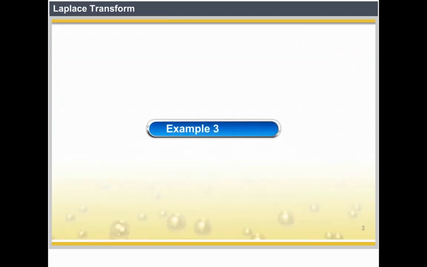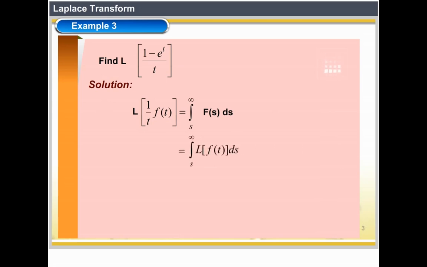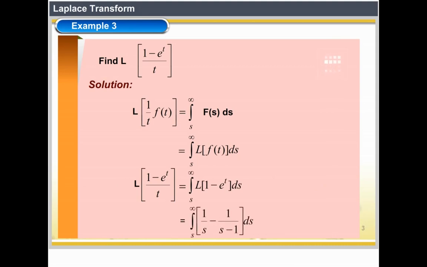Example 3. Find L{(1 - e^t)/t}. Solution. L{(1/t) f(t)} equals the integral from s to infinity of F(s) ds, which equals the integral from s to infinity of L{f(t)} ds. Then L{(1 - e^t)/t} equals the integral from s to infinity of L{1 - e^t} ds, which equals the integral from s to infinity of (1/s - 1/(s-1)) ds.